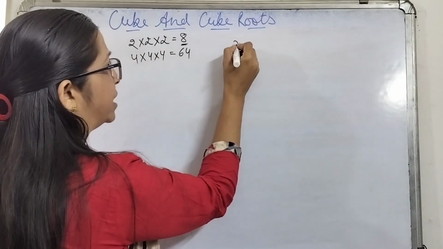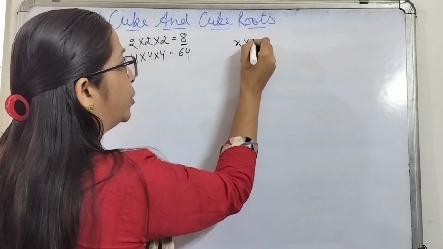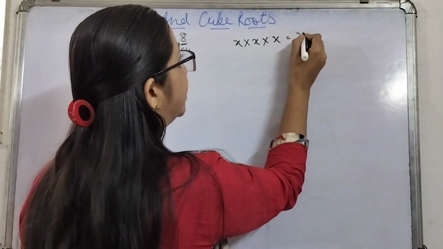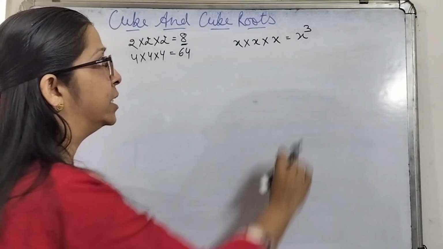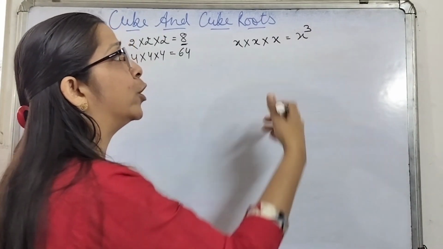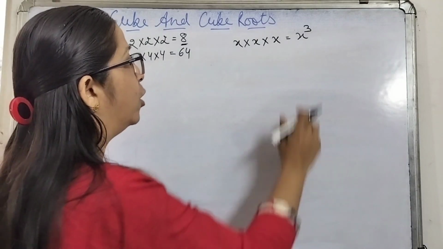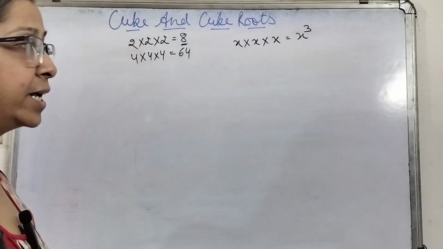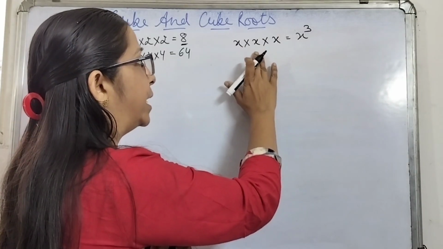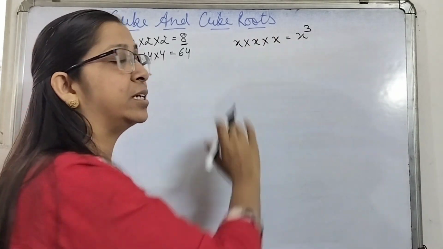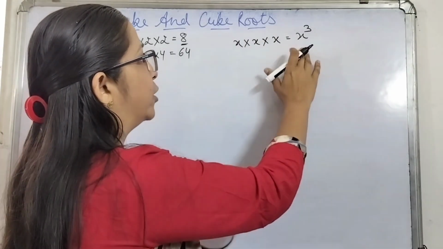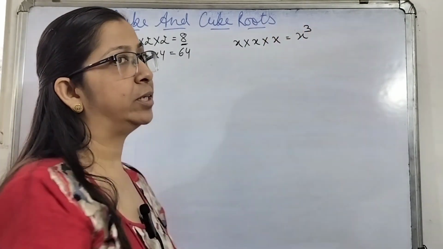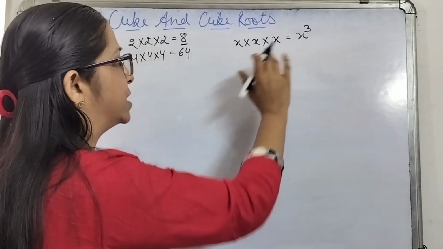Similarly, if there is any number x, and we multiply this x three times, then we will get the cube of x. This is x cube or cube of x, or we can say x raised to the power 3. If we multiply any number, say x, three times, then we get cube of x, or x cube, or x raised to the power 3. Whatever you want to say, we can say it as.